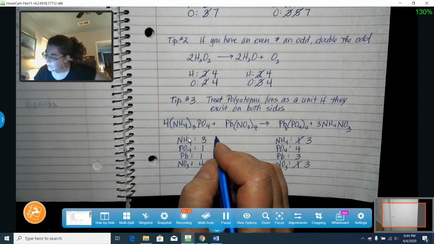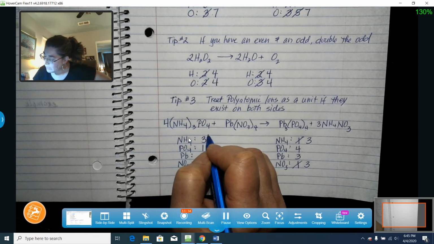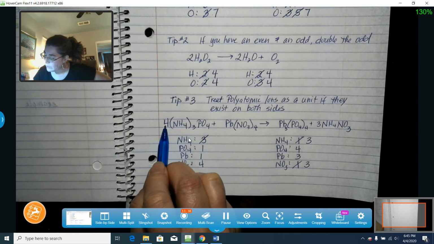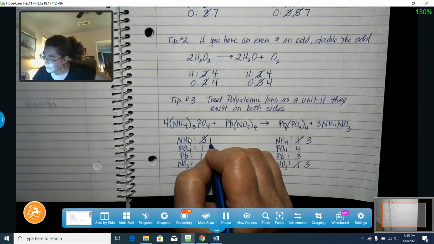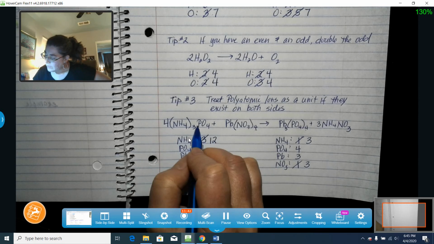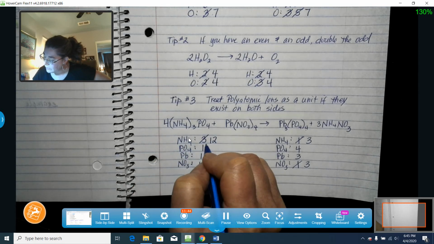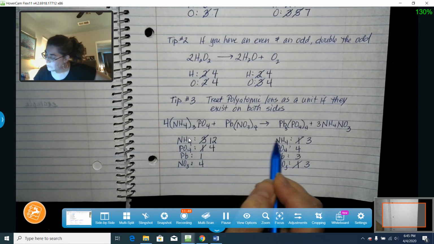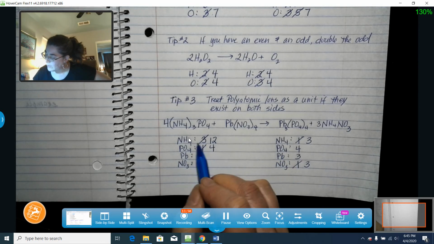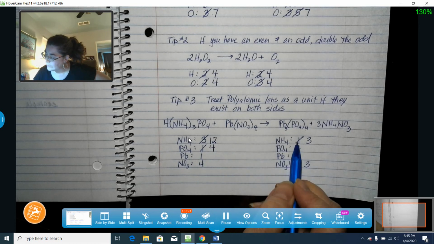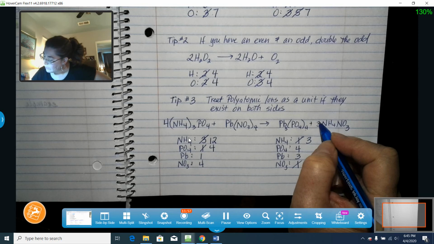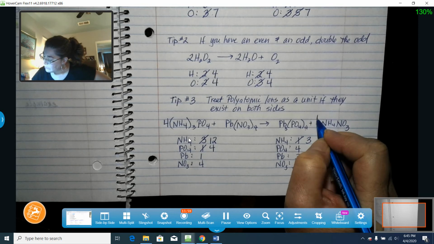Now, when I do that, I'm also changing my ammoniums here. So how many ammoniums do I have now? 4 times 3. That's 12. And how many phosphates? 4 times 1? 4. Okay, so that balanced my phosphates, but I've thrown my NH4s out of balance. I need 12. This one says 3. So I've got to go here and change it now to a 12.